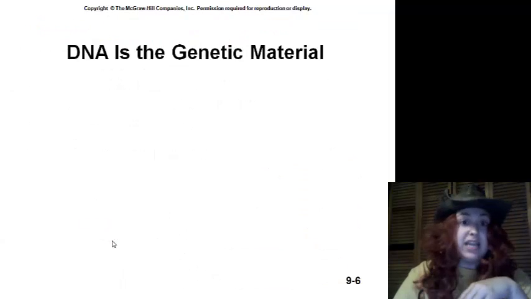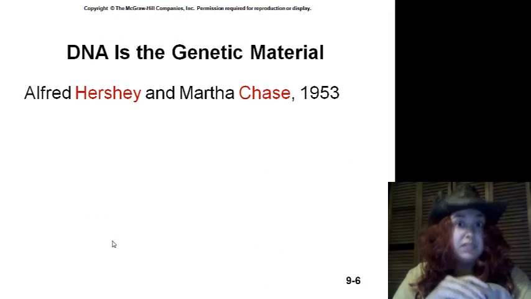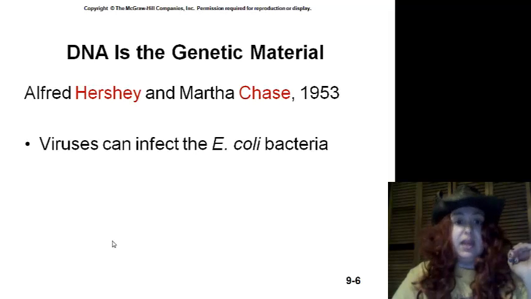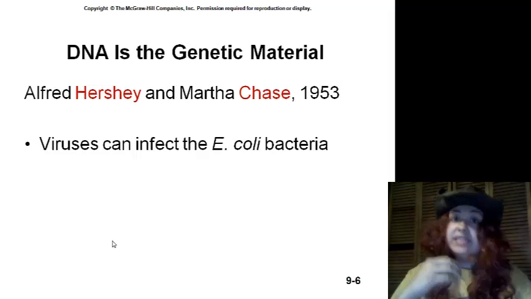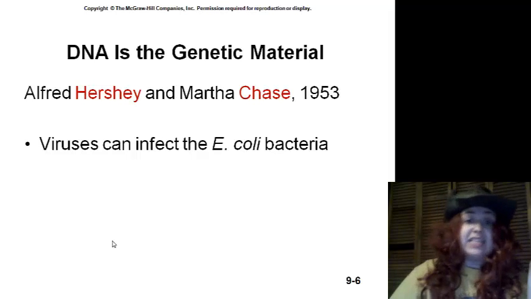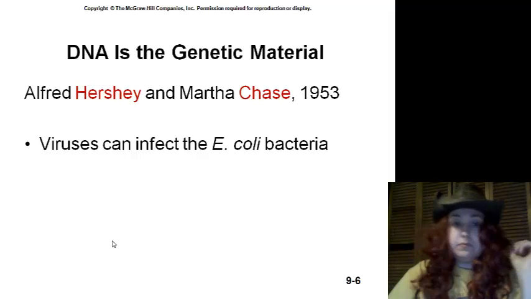Now, we do know that DNA is the genetic material, but many people didn't want to believe the scientists at that point in time. So then we had Hershey and Chase come into the picture. They again were trying to prove that DNA is the genetic material. So they took a virus and injected E. coli with that virus.